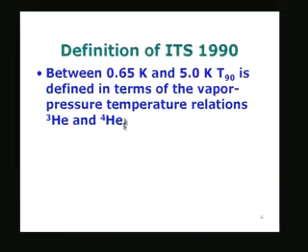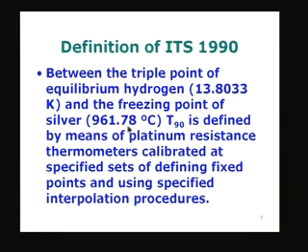That means we are covering the entire range from the lowest, which was the 0.65 Kelvin, to the highest, which is 961.78 degrees Celsius, by using different thermometers and different procedures for making them agree with each other by using suitable interpolation formulae.